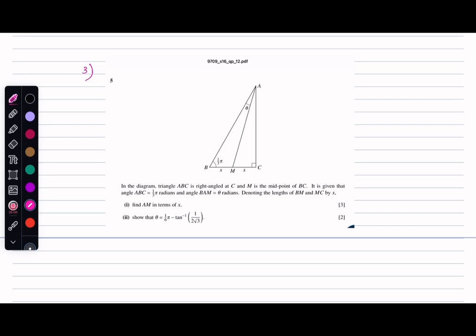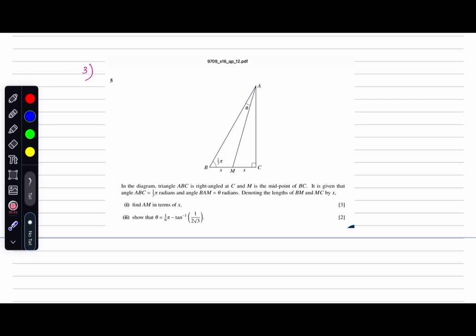In this diagram, triangle ABC is a right angle triangle at C. We can see it's a right angle triangle at C, and M is the midpoint of BC. It is given that angle ABC equals pi by 3 radian, and angle BAM equals theta radian. Denoting the lengths of BM and MC by x, find AM in terms of x. We are supposed to get AM in terms of x here.